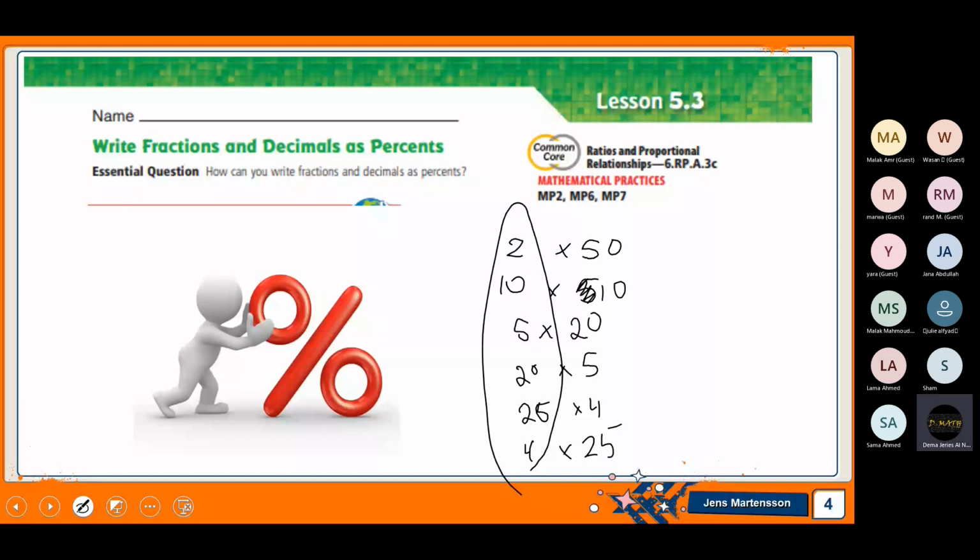So for the fraction, as I told you before, you have to write like 4 over 5. The denominator is 5. I multiply it by 20 to get 100. And I multiply up by 20, which will be 80, which is 80%. This is how to write a fraction as a percent. Is it clear?